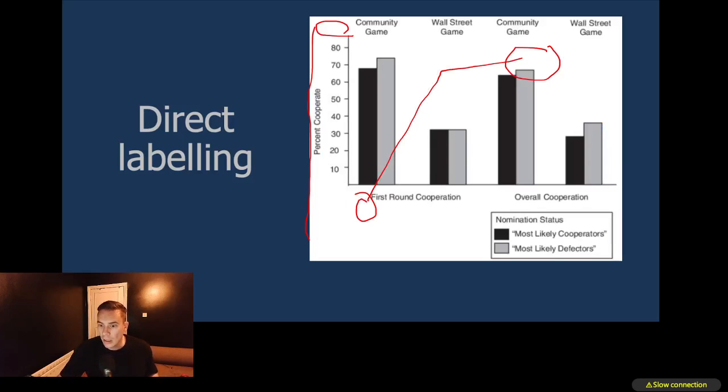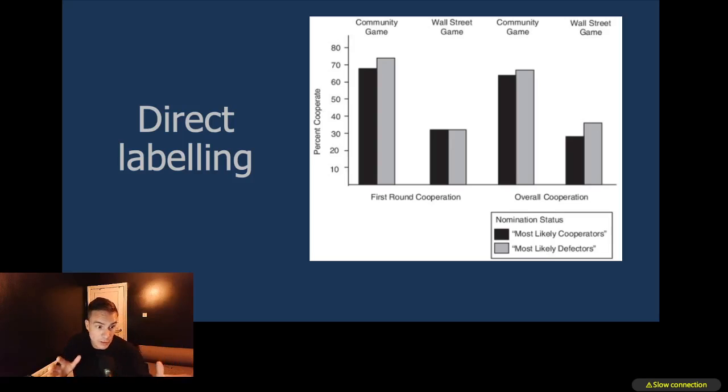There's another, let me just quickly erase these things. So far we talked about basically me telling you who you are, or BuzzFeed telling you who you are, in order to change your behavior. There's also a famous study by Liberman and colleagues, I think it's 2004, and here what they do is they label a game differently. So they give direct labels, either as the Wall Street game or as a community game.